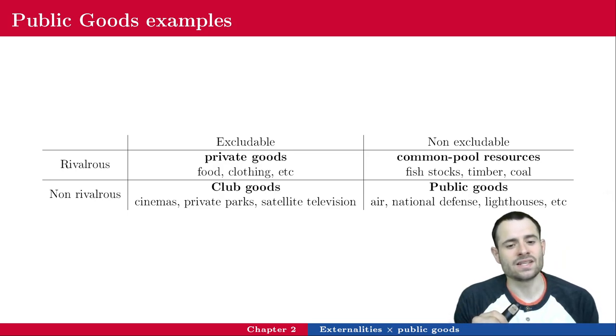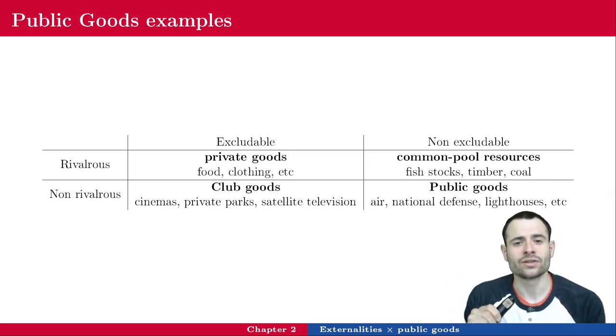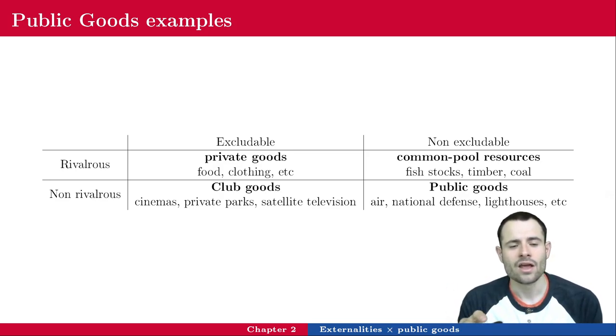Cinema has limited seats, which is why it is excludable. You can exclude somebody from the movie theater. You can sell a certain amount of tickets, but all the ones who have a ticket can then consume the movie in a non-rivalrous way. That's a hard one to say. Does it make sense?